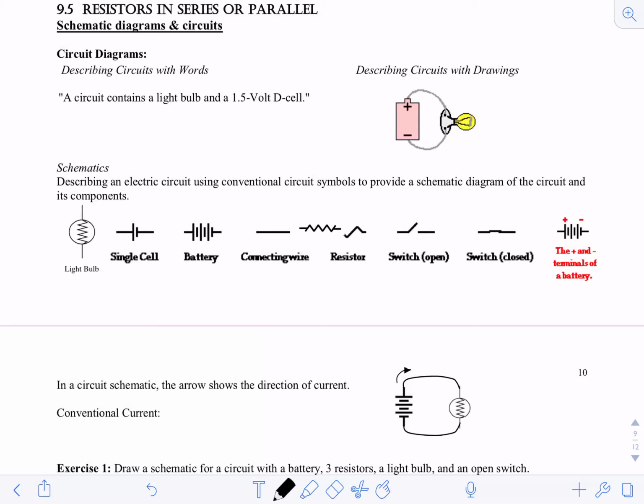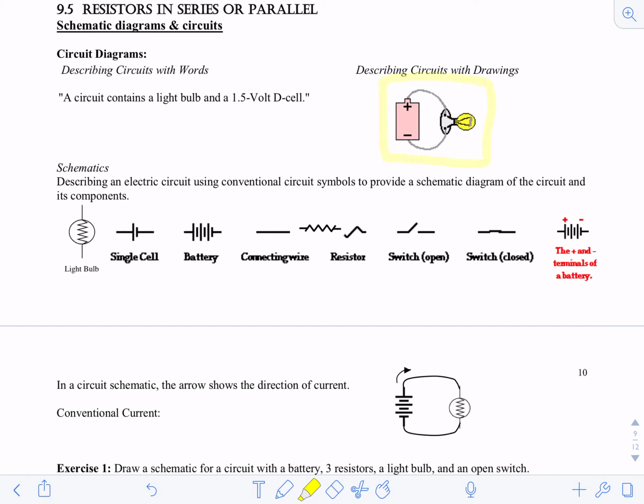Physics. I just wanted to talk to you guys a little bit today about how we can draw circuits or communicate what's in a circuit to another person. We could describe that circuit with words, something like a circuit contains a light bulb and a 1.5 volt D-cell battery, but it's a little bit more efficient to try to communicate circuits with drawing so that people know exactly what is connected to what.